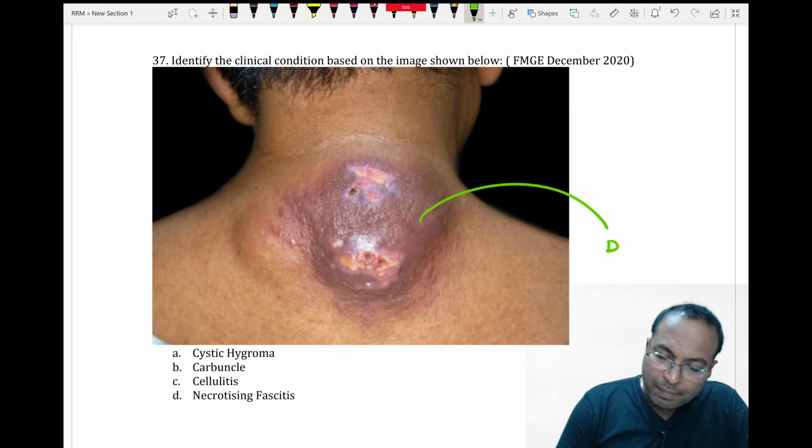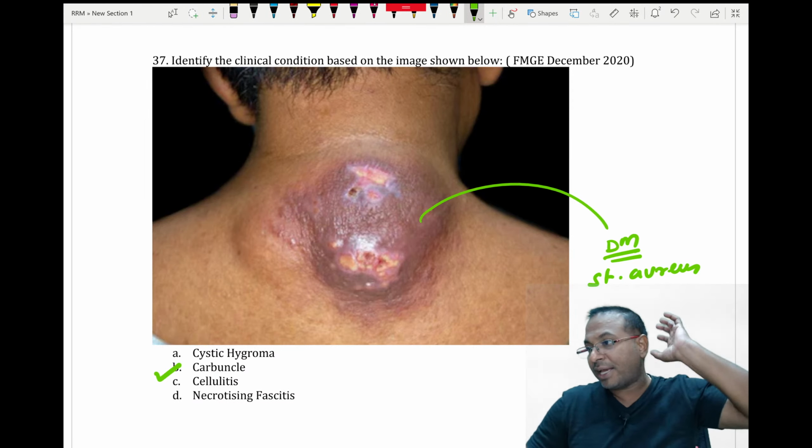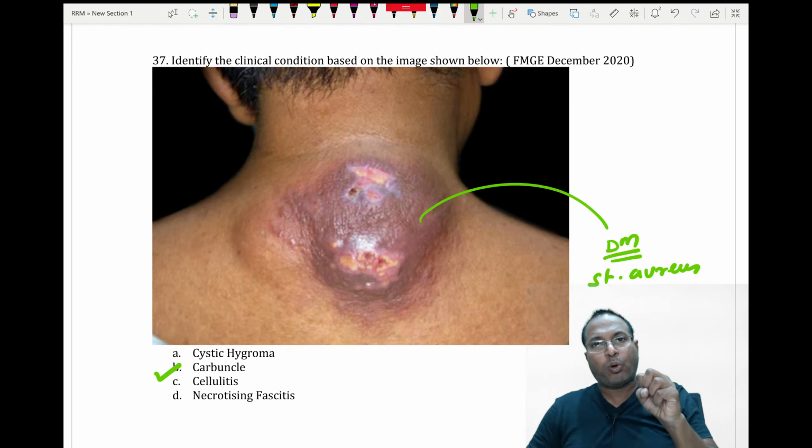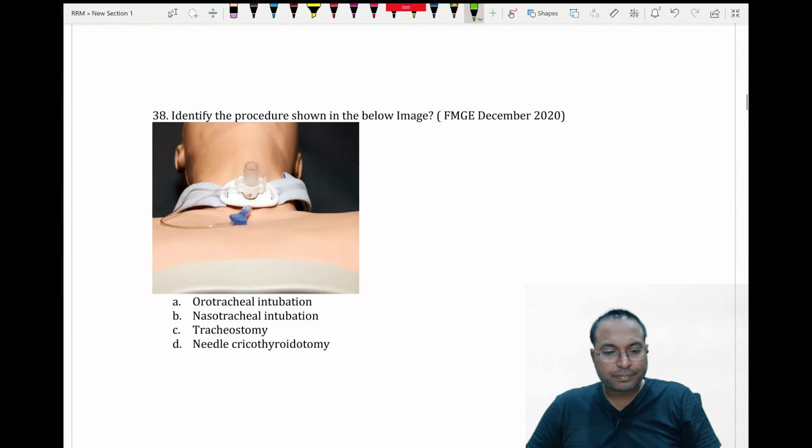It is seen in diabetes mellitus patients. It is caused by Staph aureus. Again, it is known as carbuncle. Carbuncle is seen in the nape of the neck, full of inflammation. Pus will be pouring out. It's an infection seen commonly in diabetic patients. Uncontrolled diabetic patients will get this.